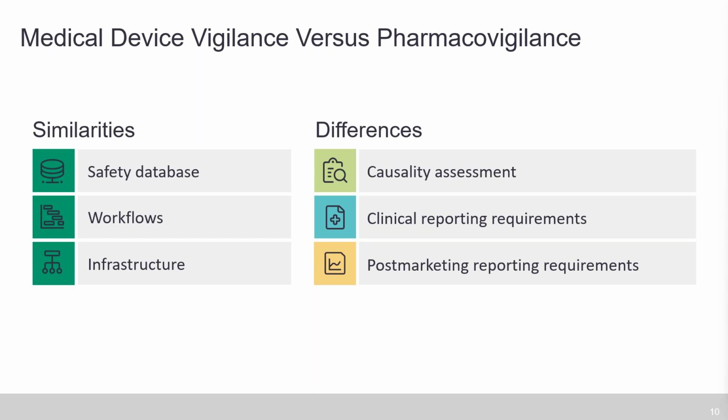Infrastructure, the basic requirements remain the same. The administrative requirements remain the same. Tracking, coordination with the clinical investigation site, safety management plan, the documentation in terms of SAE, pregnancy forms, consent forms, and all those related aspects remain similar to how PV is managed. But as I said, the major differences lie in the causality assessment, clinical reporting requirements, and the post-marketing reporting requirements.